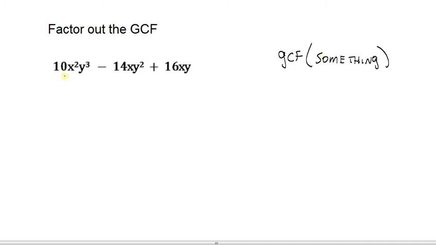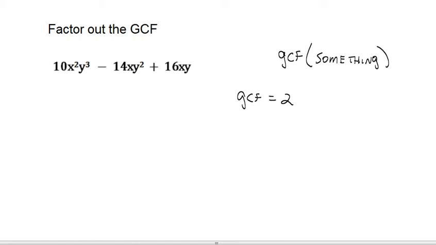So let's look at the coefficients of each one of these terms, 10, 14, and 16. Well, what's the greatest number that you can divide into each? Well, 2 goes into all of them. Will anything bigger than that go in? Looks like it's going to be 2. I could divide 5 into 10, but not into 14 and 16. And I could divide 10 into 10, but I can't divide 10 into either one of these things. So 2 is the greatest factor that divides into all three.